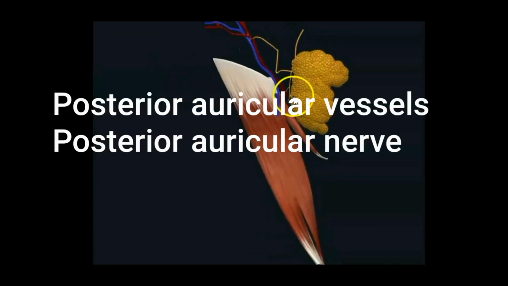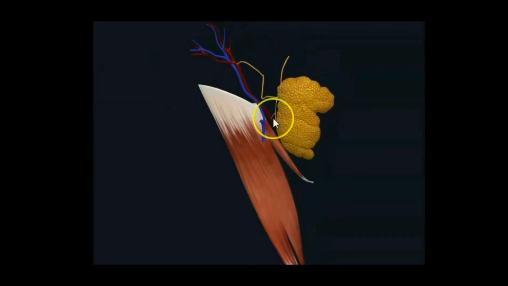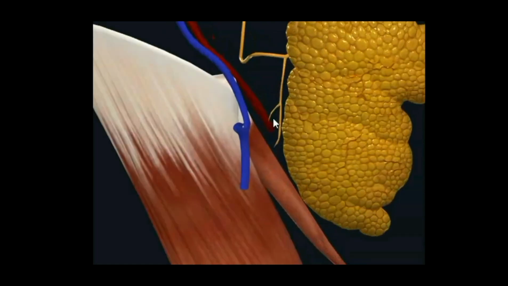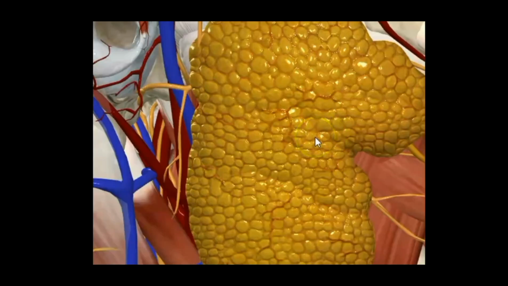Posterior border, what you will see: posterior auricular vessels, posterior auricular nerve, which is a branch of the facial nerve, and you will see the posterior belly of digastric and sternocleidomastoid muscle there. So these are the structures related to the posterior border. You can see the neurovascular bundle there. The posterior auricular artery is a branch of the external carotid.